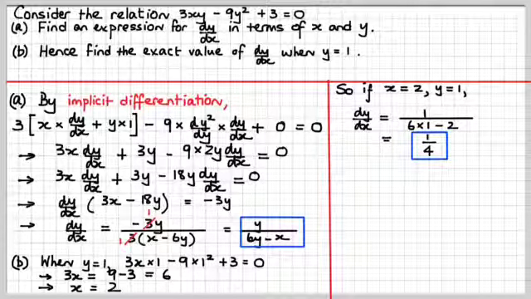Yes, so please get comfortable with implicit differentiation. It's always in the exam, and it's really easy marks if you know what to do. You'll always get some product rule and chain rule, so be prepared for it. Okay?